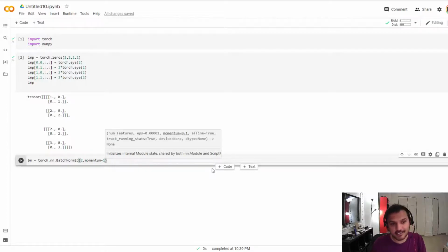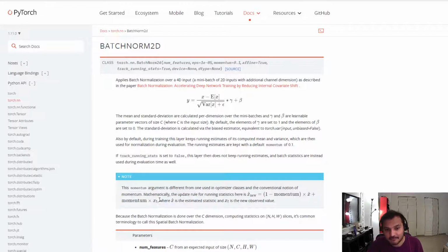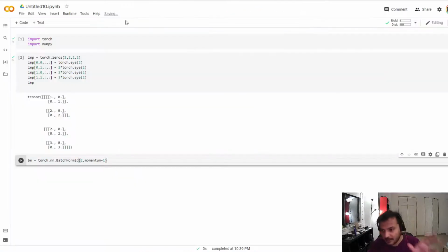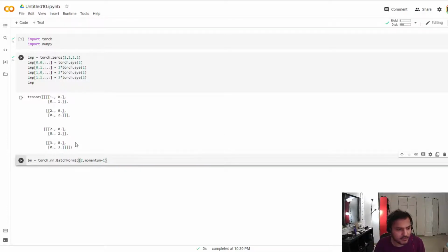So in this case, the aggregation. When I set momentum to 1, the new value would be completely x of t. Not the right thing to do, but in our small example, I want to set momentum to be 1 just to show you guys. But in general, keep momentum low, like 0.1. And this is pretty much it.